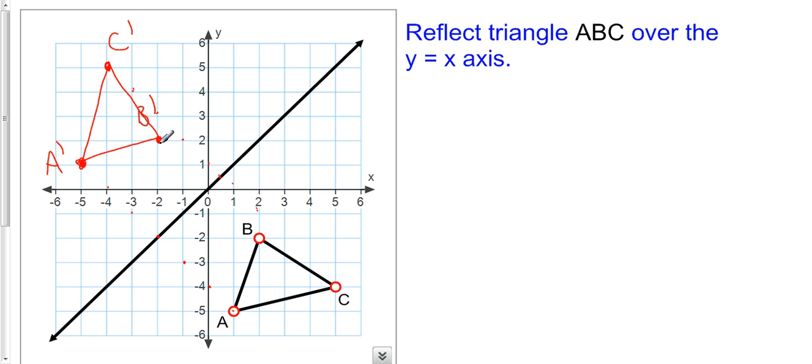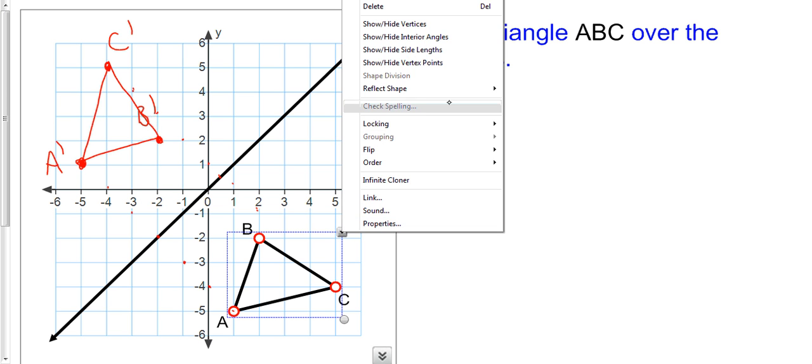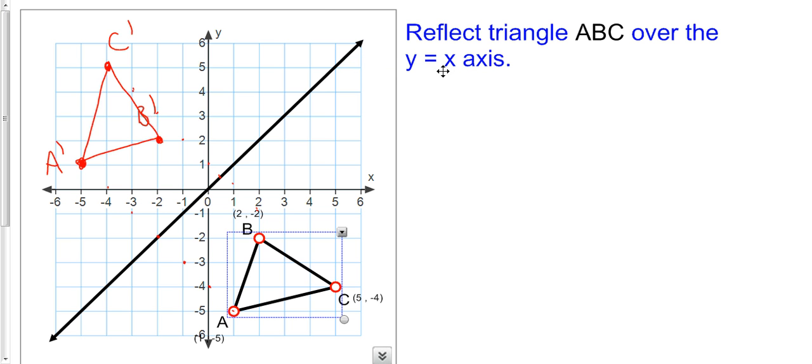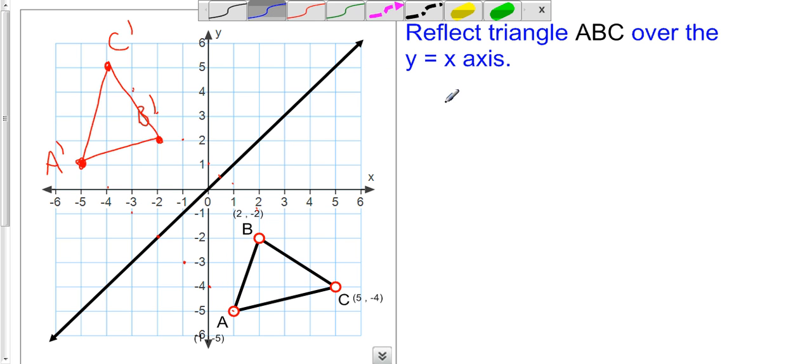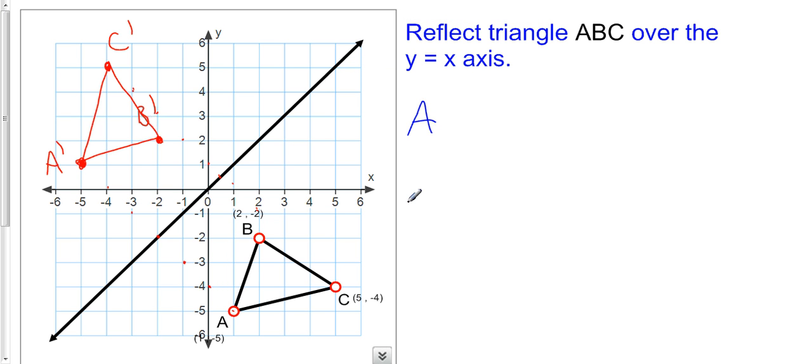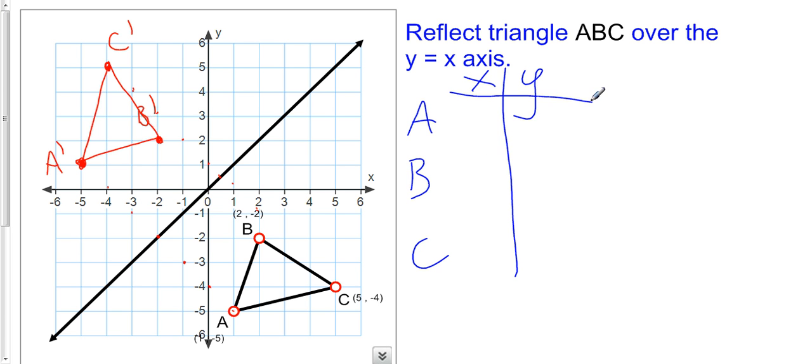So how can I do this with a table of values? Well, first of all, what are my coordinates? So let's just set this up. Let's show my vertex points here. Okay, I have A, B, and C. So I have my points X, Y. So A was, again, 1, negative 5. B, 2, negative 2. And C, 5, negative 4.